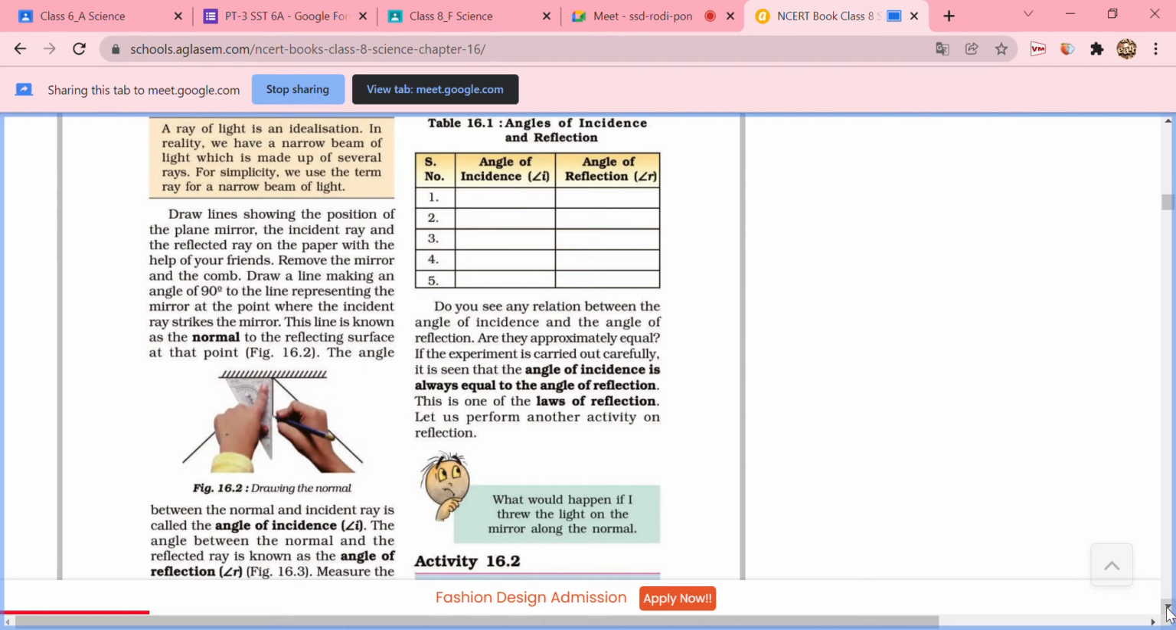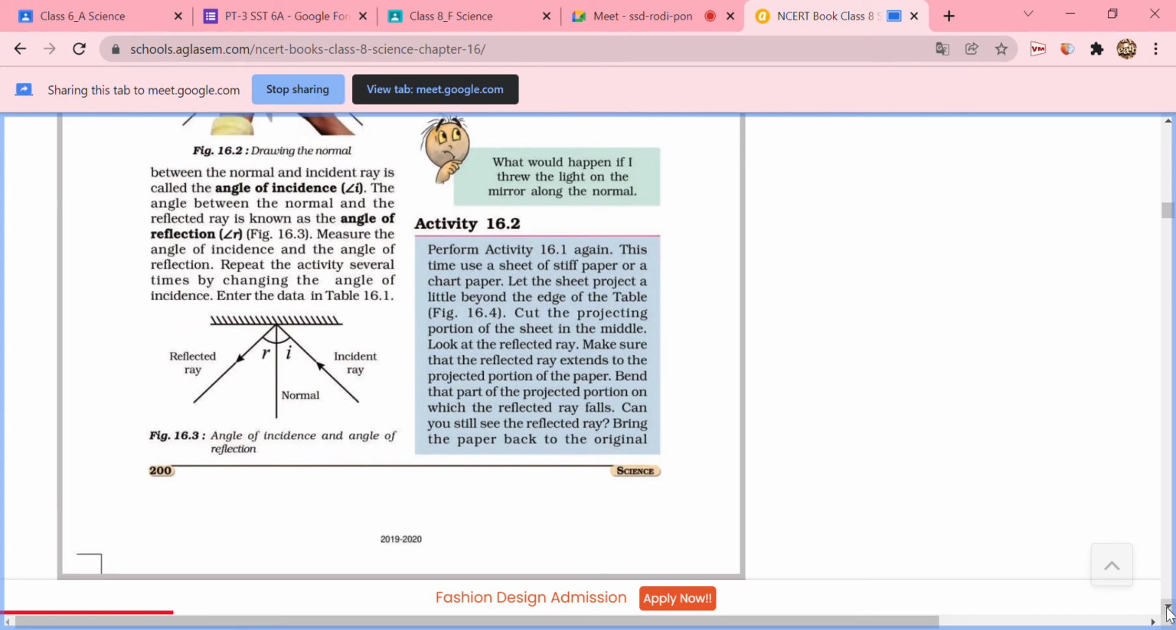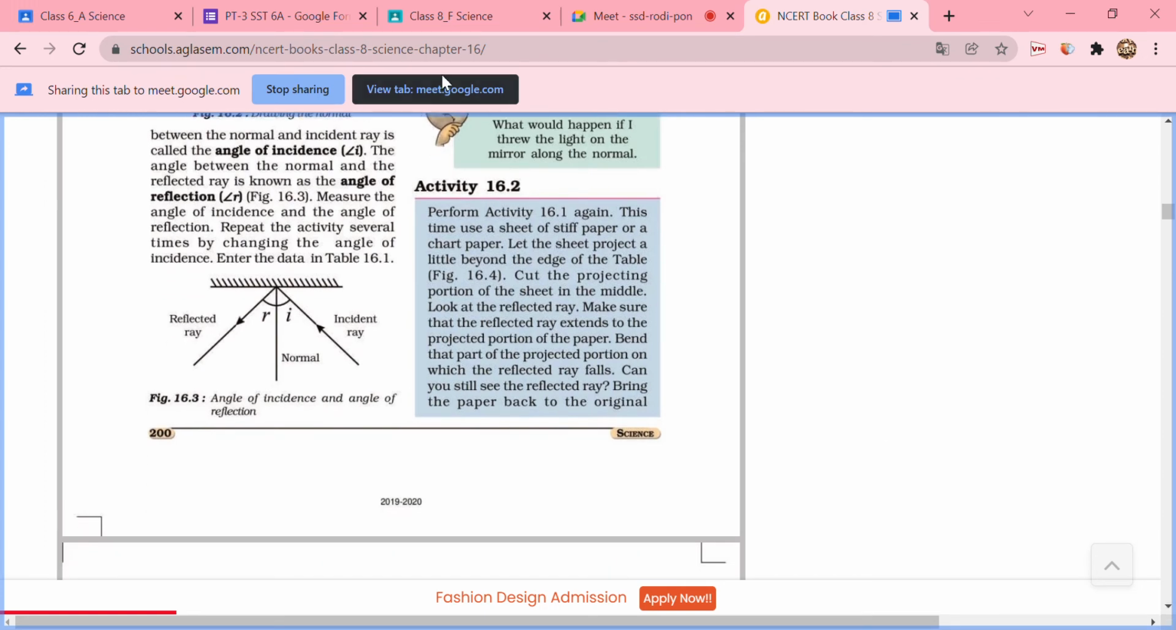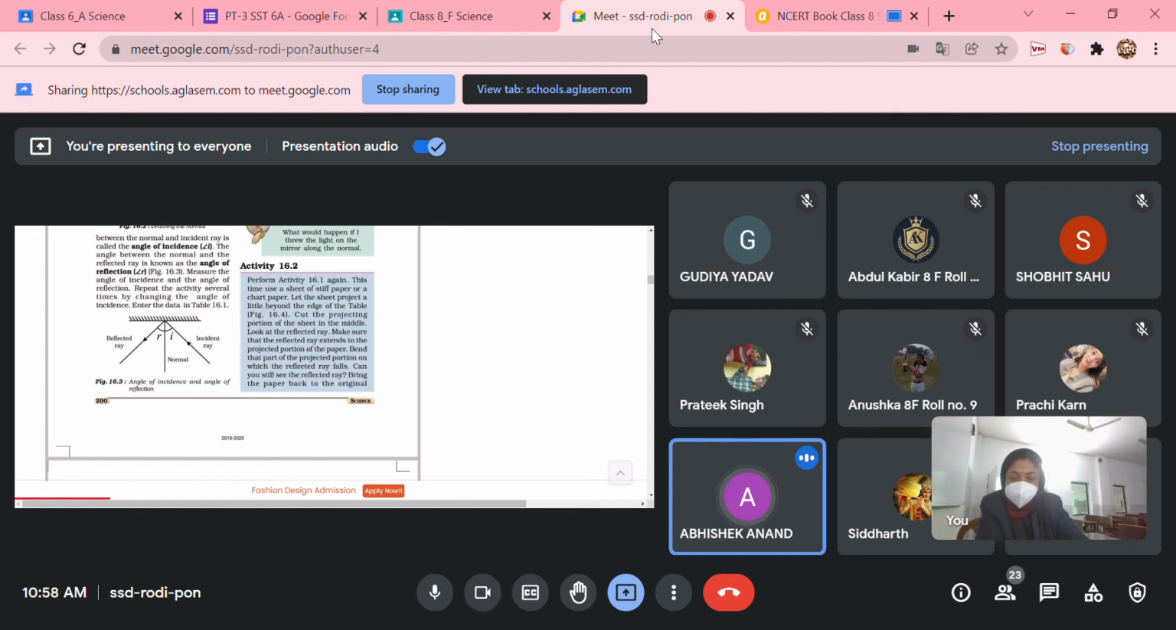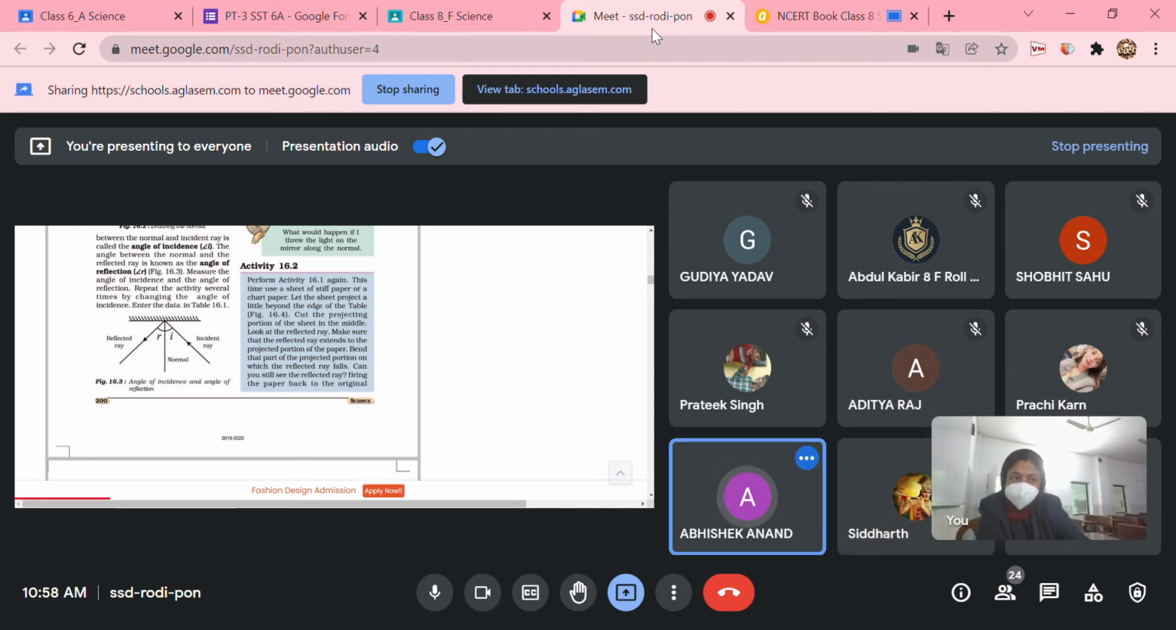Let us perform another activity on reflection. What would happen if I threw the light on the mirror along the normal? Activity 16.2. Perform activity 16.1 again. This time, use a sheet of stiff paper or a chart paper. Let the sheet project a little beyond the edge of the table. Figure 16.4. Cut the projected portion of the sheet in the middle. Look at the reflected ray. Make sure that the reflected ray extends to the projected portion of the paper.